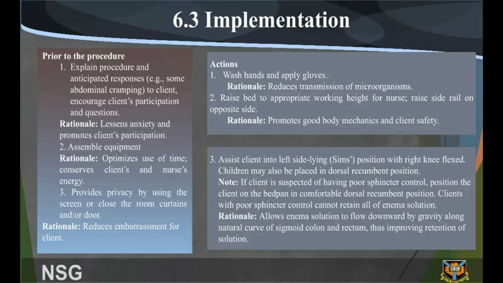3. Assist client into left side lying position with right knee flexed. Children may also be placed in dorsal recumbent position. If client is suspected of having poor sphincter control, position the client on the bedpan in comfortable dorsal recumbent position. Clients with poor sphincter control cannot retain all of enema solution. Rationale: allows enema solution to flow downward by gravity along the natural curve of sigmoid colon and rectum, thus improving retention.